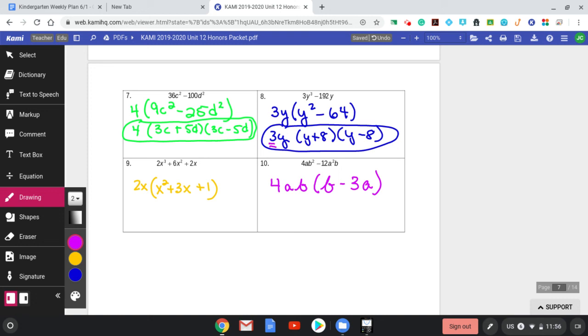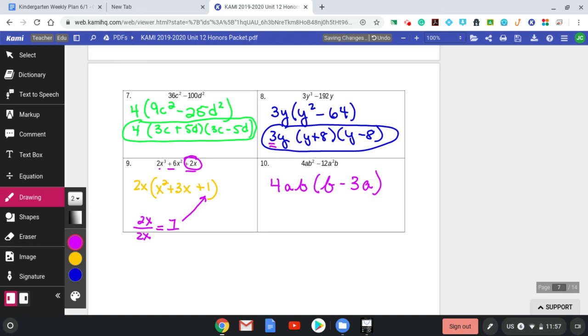Number 9 had a GCF of 2x, and you were left with x squared plus 3x plus 1, which could not be factored anymore. And also, just a quick comment here. When you take a 2x and then you had this at the end, you're not left with nothing, remember. So you shouldn't have just had x squared plus 3x, because remember what you're doing to each of these. You're dividing each of these terms by 2x. And when you do 2x over 2x, that ends up being the 1. So that's where that 1 came from.